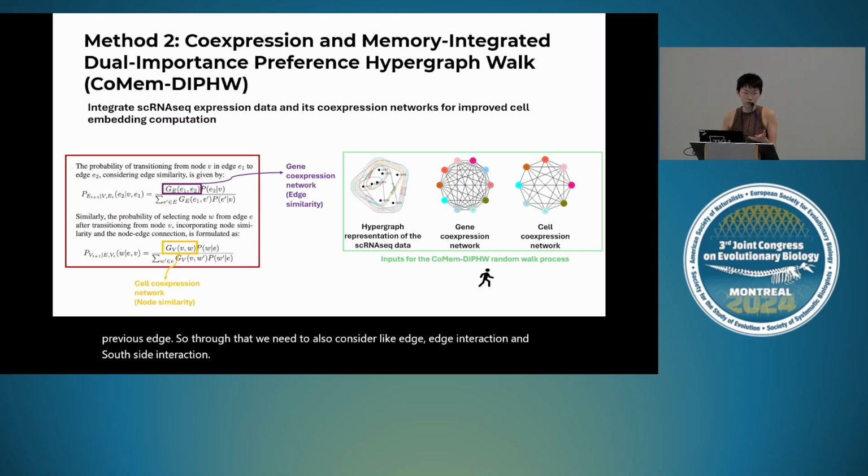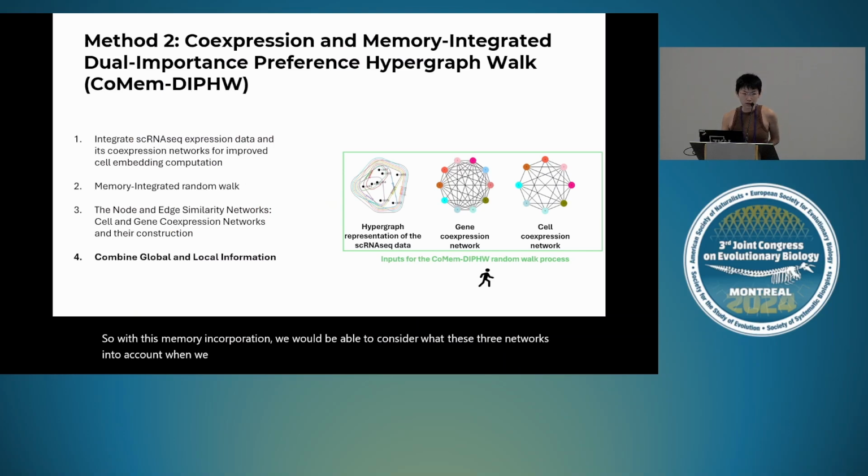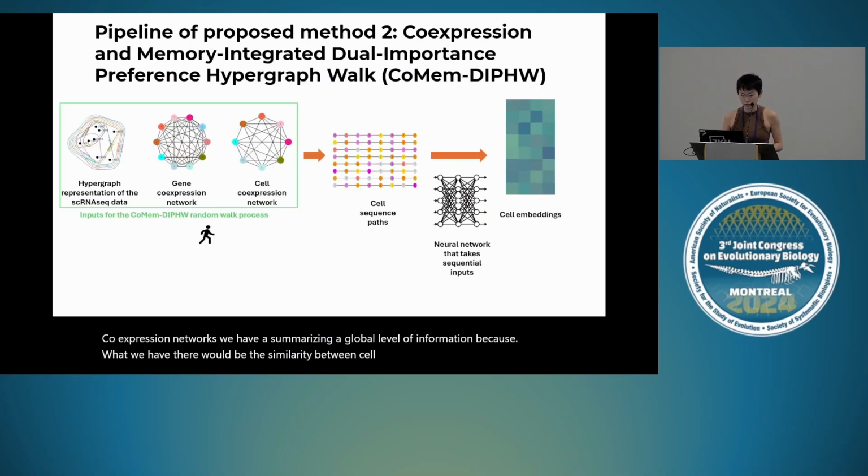So we need to also consider edge-edge interaction and cell-cell interaction. With this memory incorporation, we would be able to take all these three networks into account when we are computing cell embeddings. That way, we'll be able to combine both the local and global level information. In the hypergraph, we have the local level information because we have the exact expression level of each gene in each cell. And in these two co-expression networks, we have a summarizing global level information, because what we have there is the similarity between cell expression profiles or gene expression profiles.